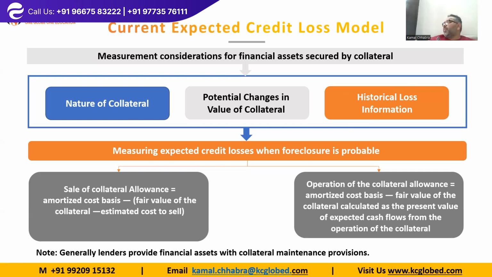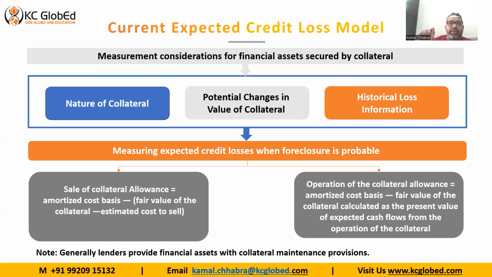So when foreclosure is probable, for example, you have taken a home loan from XYZ bank, and now you are in default, right? And now the bank wants to sell that property, which is the mortgage or collateral property, to foreclose the loan because you are not paying it. So in that scenario, the bank will have another line item called sale of collateral allowance. Sale of collateral allowance will come only when the sales value net of the expenses is more than the book value of the loan.